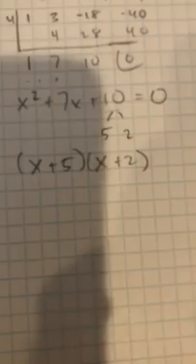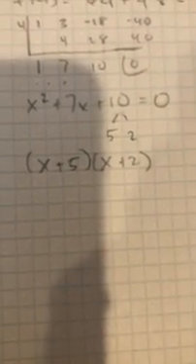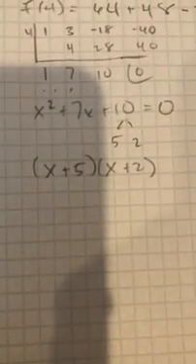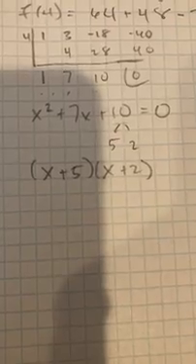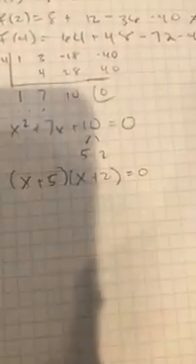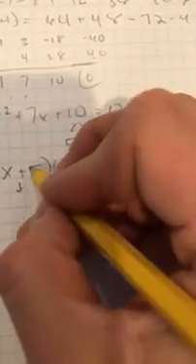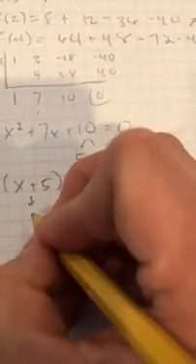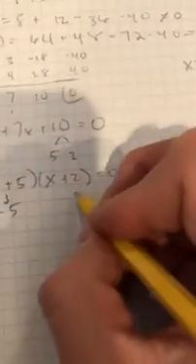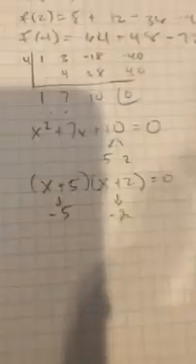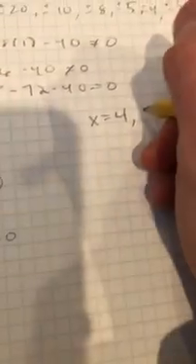Be careful, this is not my answer. These are my factors. Every time you see something that says factor, this would be the type of answer you'd be looking for. Since it says 0 and I'm trying to find the zeros, that's when I take this factor and set it equal to 0, which gives me negative 5. And for this one, negative 2. So now I have 3 zeros.